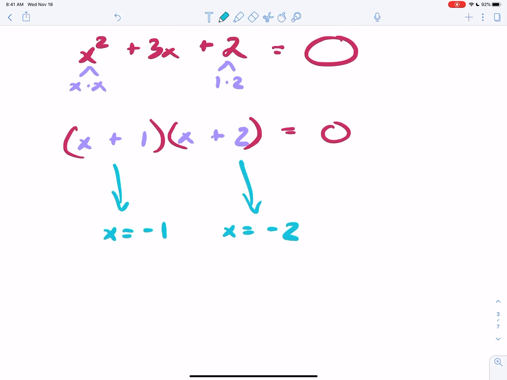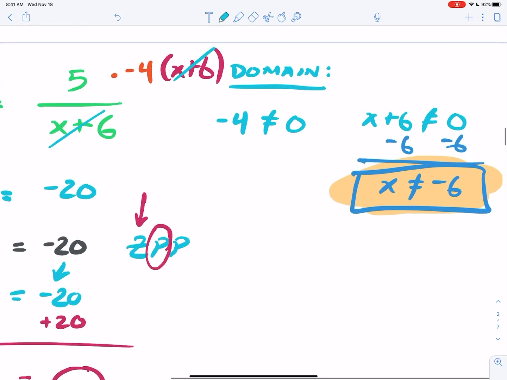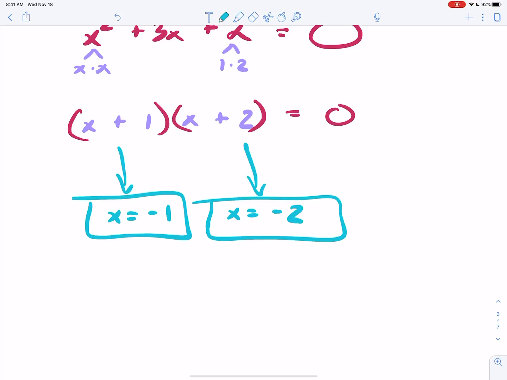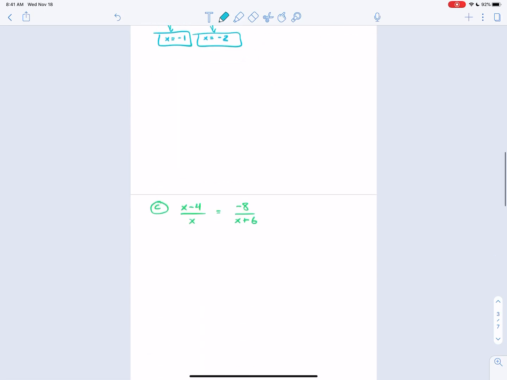Okay, so these are answers, but we have to make sure that these answers are good. So are there any conflicts to our domain? Our domain says that x can't be -6. Well, do we have -6 over here? We don't. So we have two perfectly good solutions. Okay, and that's it. All right.